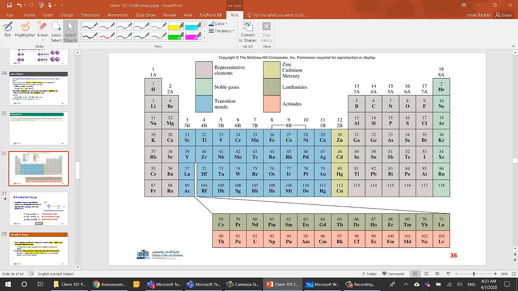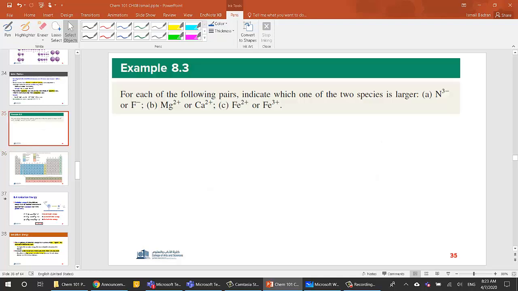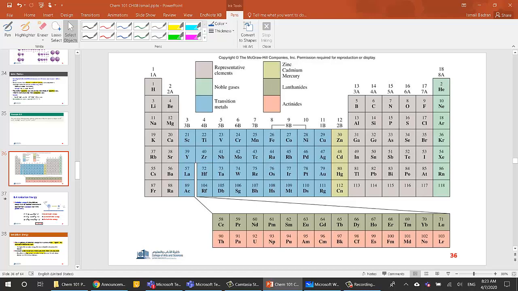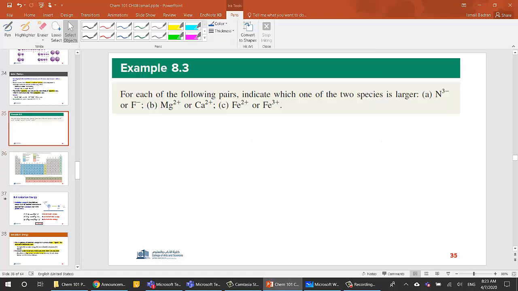Now Mg2 plus is in the second group, and we have Ca2 plus, which is underneath it. Now these guys are not isoelectronic, but they are in the same group, and they are ions, so we can apply the rule that the ion size increases as you go down, and therefore Ca2 plus is definitely larger than Mg2 plus. And for part C of this question, which says Fe2 plus or Fe3 plus, that's the rule number 3 I told you: for the same element, as the charge increases, of course the size will get smaller, and therefore Fe3 plus is smaller than Fe2 plus.